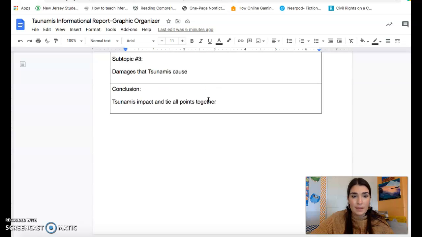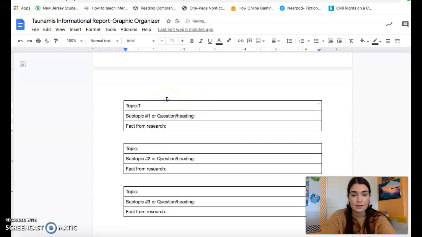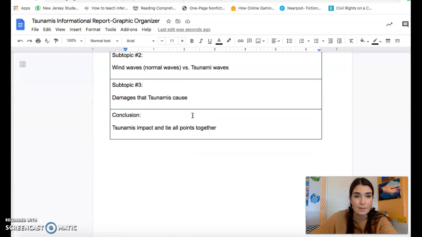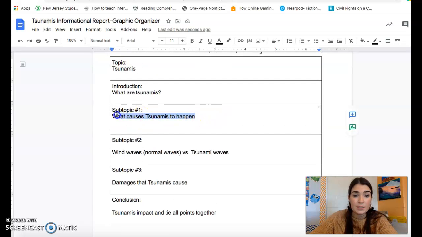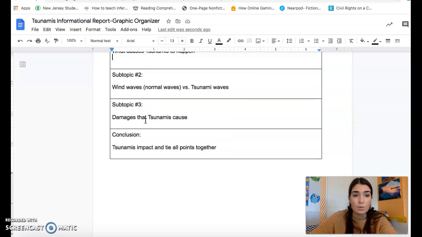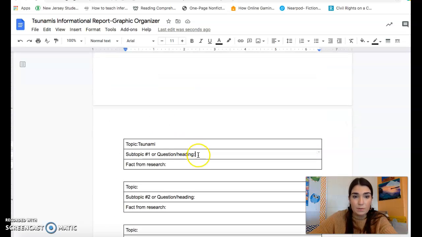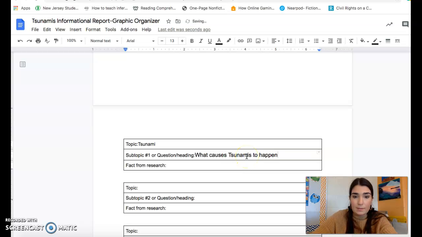So for my first topic, right here, it's always going to be what you are doing. So mine's tsunamis. And then to fill out this subtopic number 1 or the question heading, I'm going to go right back up here. This should be something that is short, a little question that you will ask your readers before they begin reading your next paragraph. So what causes tsunamis to happen? That is my heading, that's my question, that's my subtopic, that is what I'm going to be talking about. Now I need to go through my research and find what causes tsunamis to happen. I'm going to do that really quickly, and then I'm going to come back and show you.